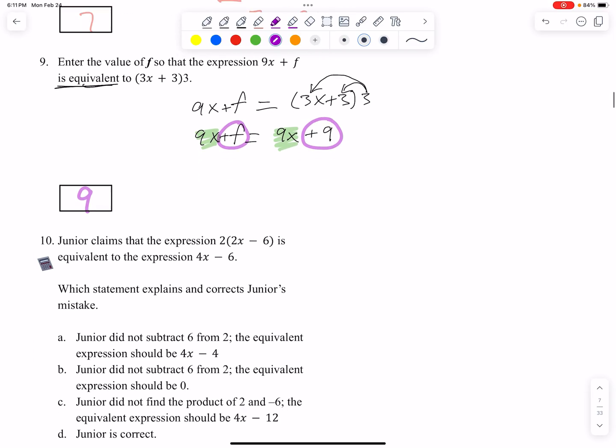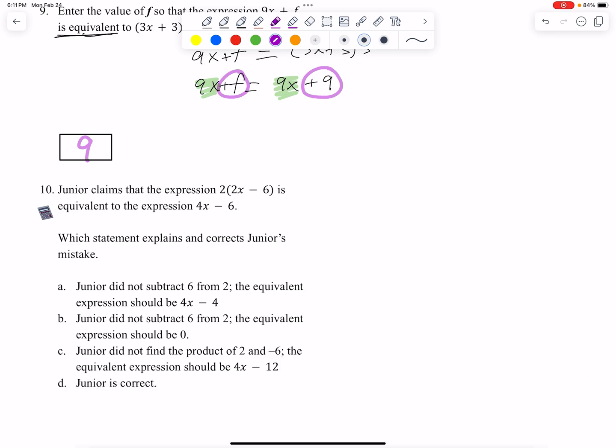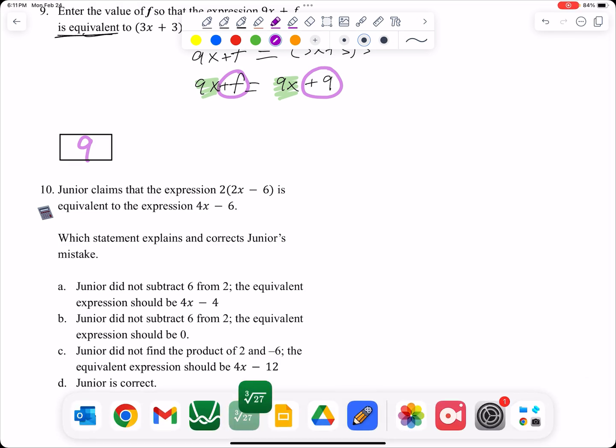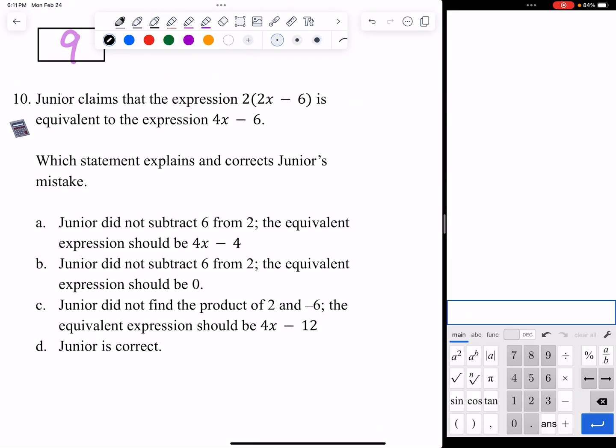And finally, Junior claims, and we have a calculator. Let's bust it out just in case we need it. So let's see. Take that out there. Make it smaller a little bit. All right. Junior claims that the expression 2 parentheses 2x minus 6 is equivalent to 4x minus 6. Which statement explains Junior's mistake?